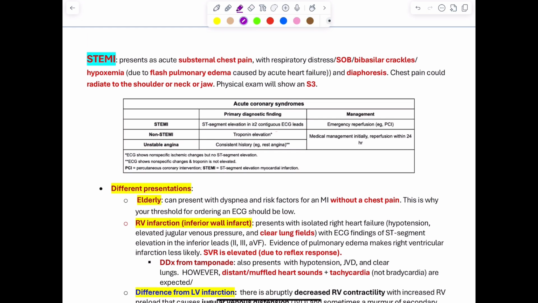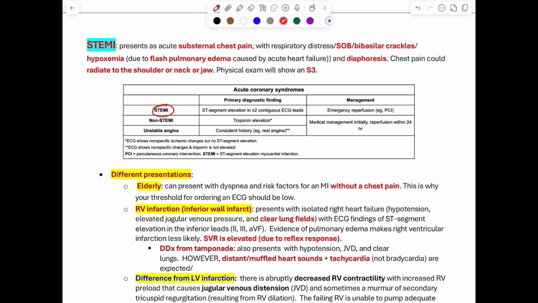Okay, and then of course, remember the S3. S3 just shows you that there is volume overload because when there is a STEMI, there is a ventricular dysfunction, it's not pumping anymore, and so it gets volume overloaded and you hear S3, okay? This pops up in a lot of questions. Just remember, S3 equals volume overload. It does pop up in so many questions, and it's always good to know what they mean when they tell you there's S3 or S4 or whatever.